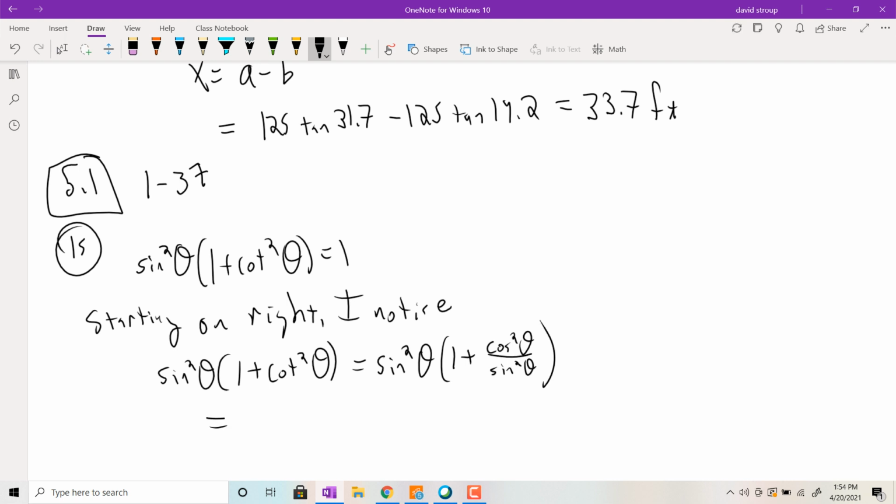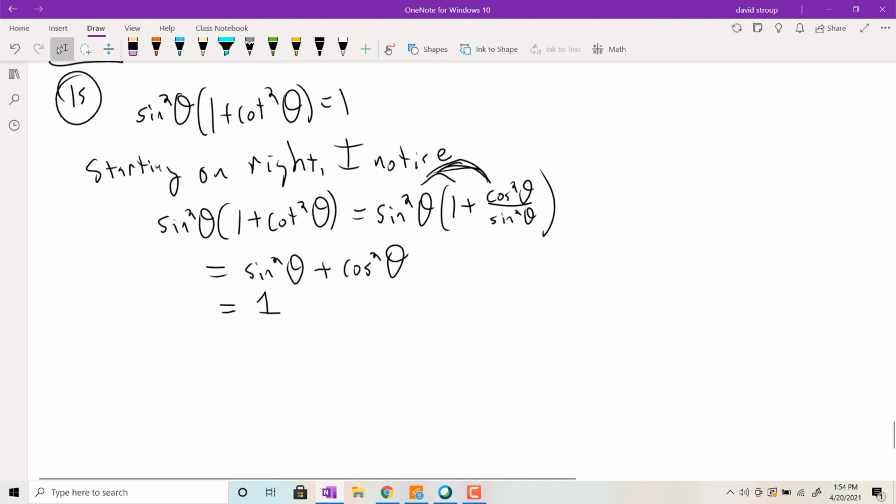And then if you distribute, you get sine squared theta. And then the second distribution, the sine squareds cancel, right? So you just end up with plus cosine squared theta. And then, of course, that's just equal to 1 from the Pythagorean identities, which is the left side, which is what we wanted to show.